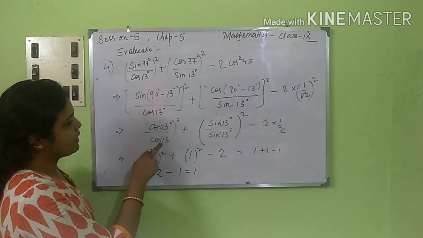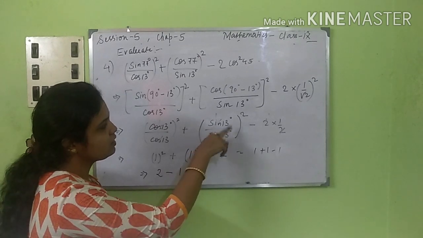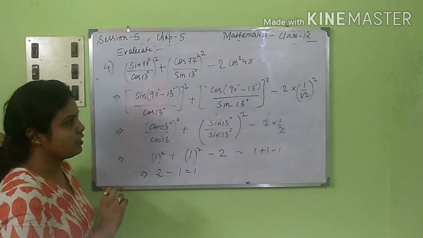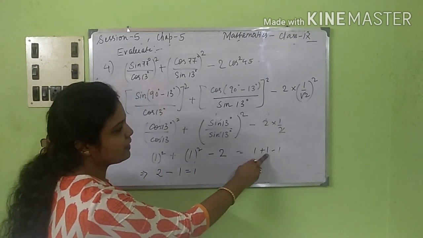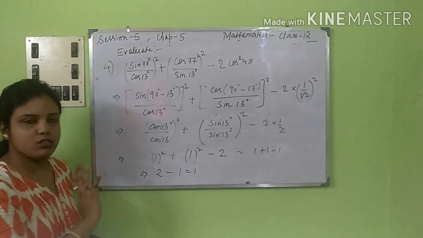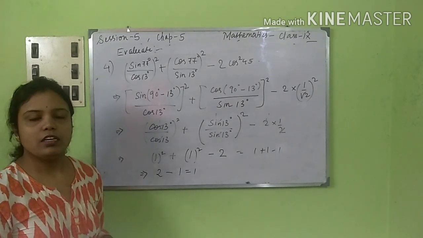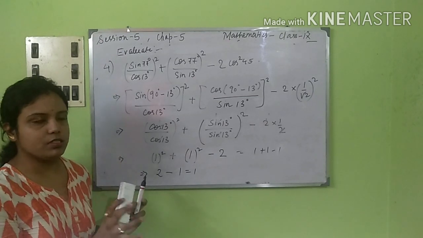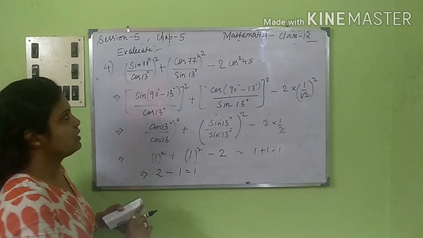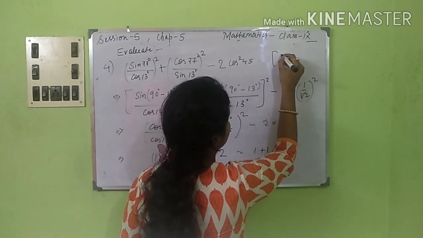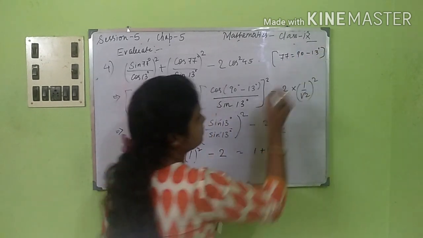Next, cos 13 by cos 13, you can simply cut it, whole square, plus sin 13 by sin 13 whole square, minus 2 into half. So you're getting 1 square plus 1 square minus 2. So 1 square is 1, again plus 1 minus 1. So 2 minus 1, you're getting 1 as the answer. So this is how you are going to use the formulas. Okay, you can simply understand, it's very easy. Just keep in mind that 77 can be written as 90 minus 13 degree.